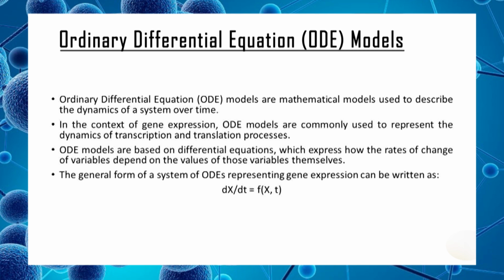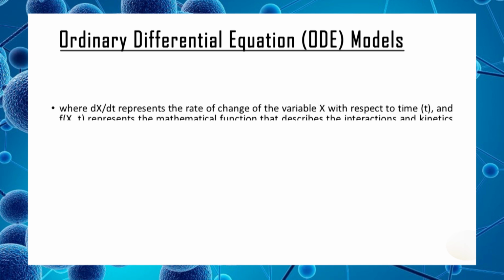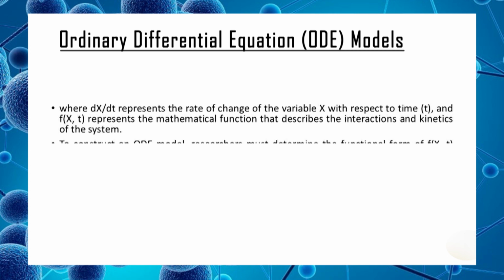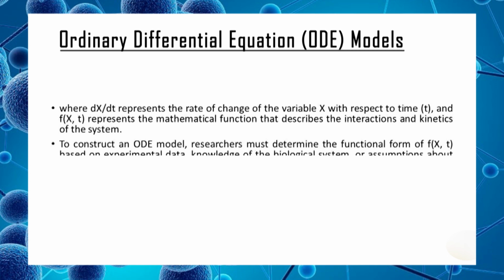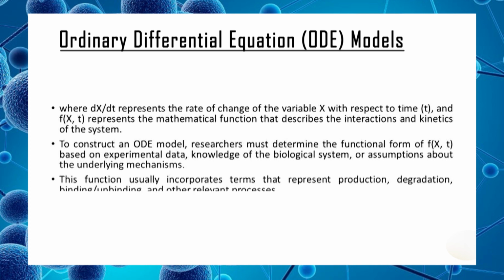The general form of a system of ODEs representing gene expression can be written as dx/dt = f(x, t), where dx/dt represents the rate of change of the variable x with respect to time and can be a function of x and t. The f(x, t) represents a mathematical function that describes the interaction and kinetics of the system.